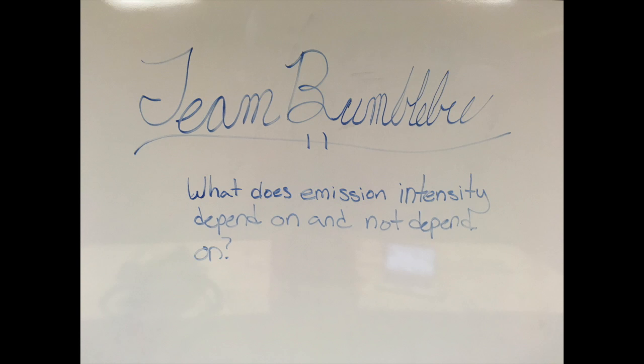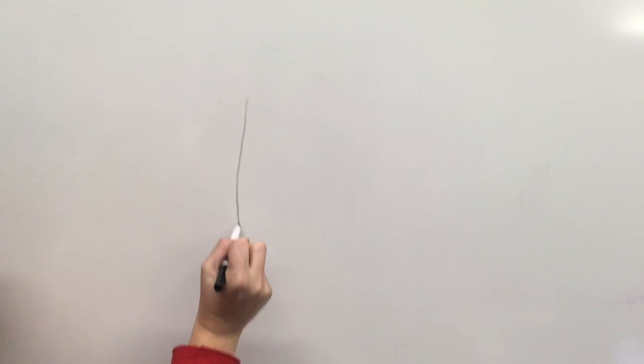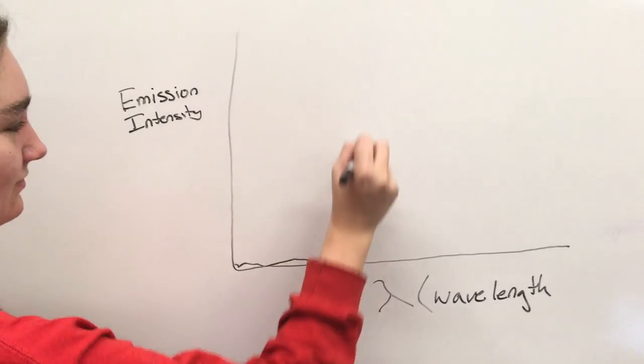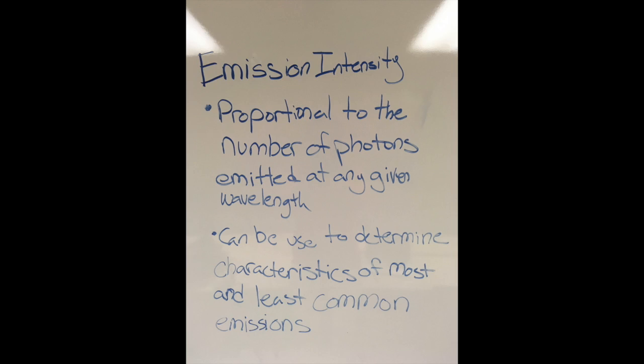Question for this week is, what determines emission intensity? As a reminder, emission spectra graphs wavelength in nanometers against intensity. The intensity is what we will be looking at this week. Emission intensity is proportional to the number of photons emitted at any given wavelength. Can be used to determine characteristics of most and least common emissions.